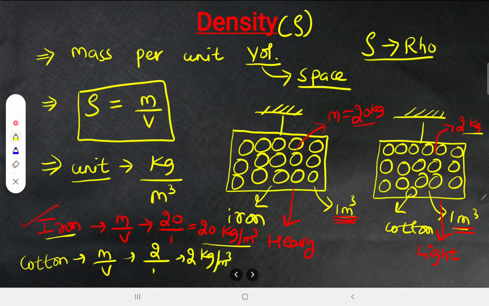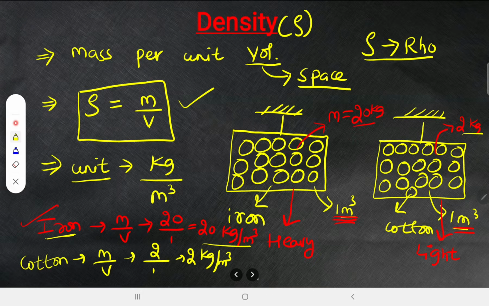Alright. So in 1 meter cube of space, how much cotton can we accommodate? We can fill 2 kg of cotton. In 1 meter cube space, how much iron can we fill? 20 kg. All right. So density is nothing but how much heavier you feel. That is the meaning of it. And the basic definition is mass per unit volume. You can observe here also how much mass you can put in a given volume.